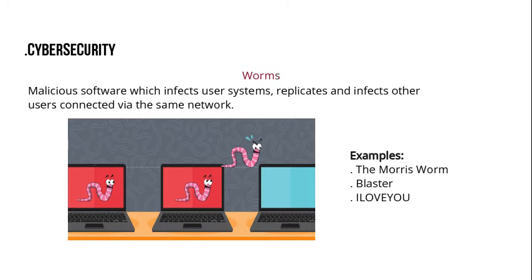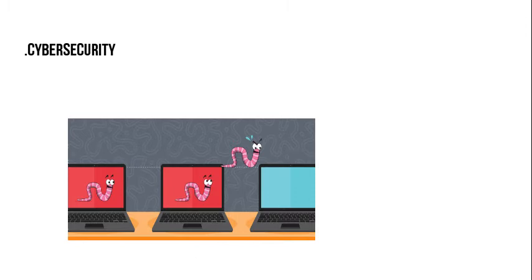Examples of popular worms include the Morris worm, created by Robert Morris in 1988, and this is the first ever computer worm which was created. The second is the I Love You or the Blaster. These two worms have also gained popularity over the time ever since they were created.